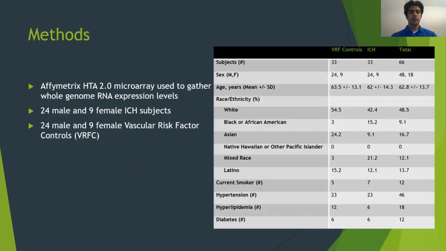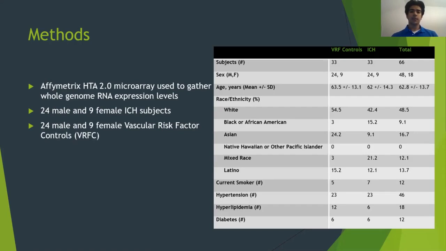In order to do so, we use an Affymetrix HTA 2.0 microarray to gather whole genome RNA expression on peripheral blood. We conducted this on 24 male and 9 female ICH subjects and a complementary 24 male and 9 female vascular risk factor controls.